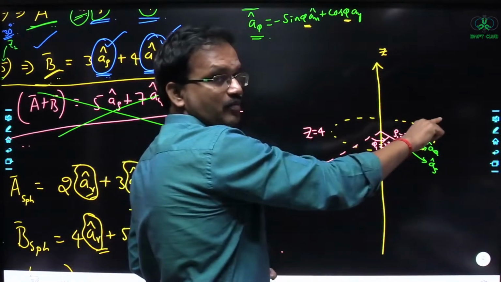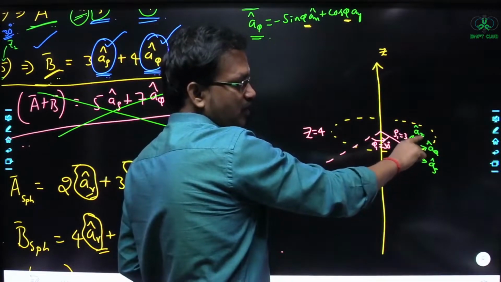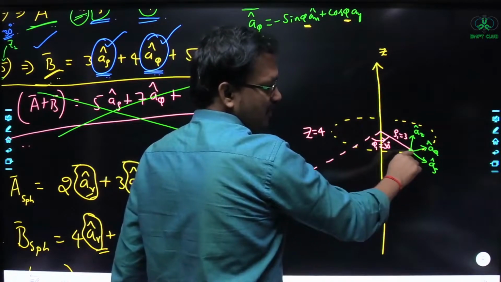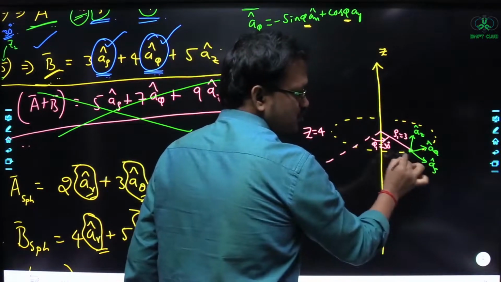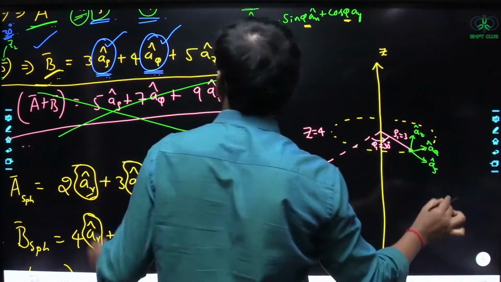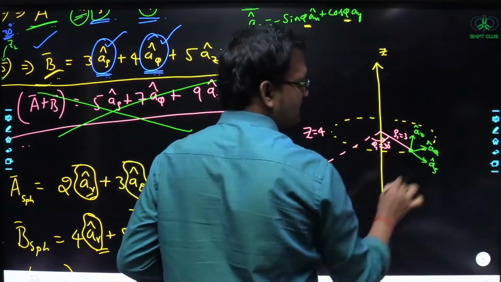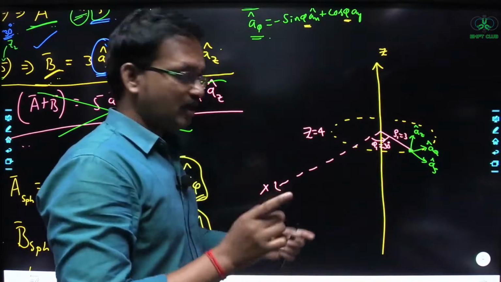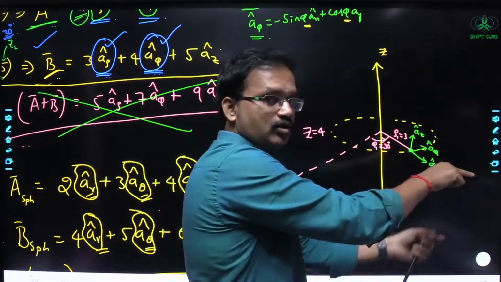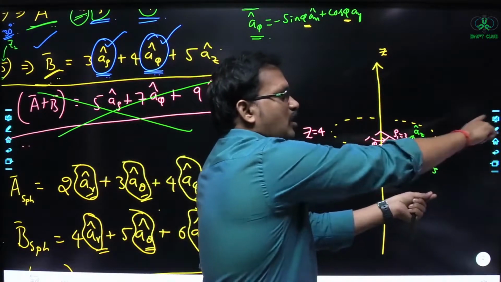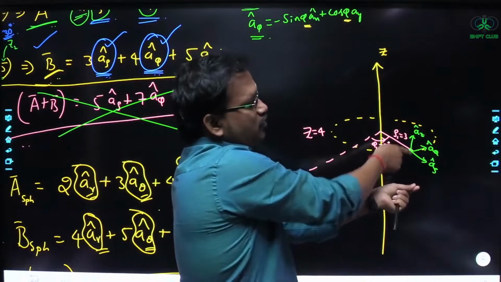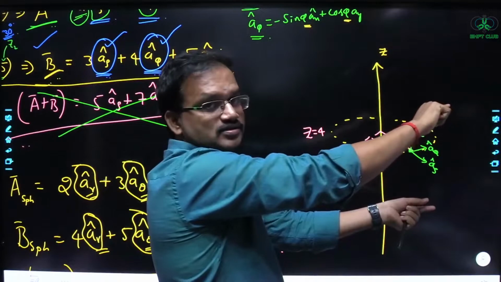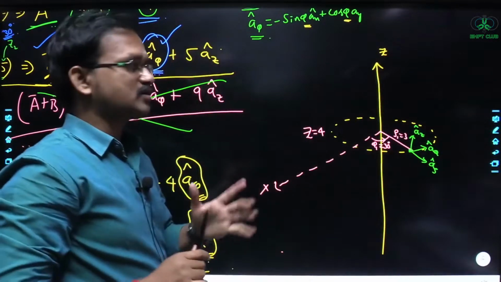So that vector a bar is going to have its component of 2 units along the ρ cap direction, 3 units along the φ cap direction, and 4 units along the z cap direction. Understood? So the resultant vector you are going to get something like this. I hope it is crystal clear.